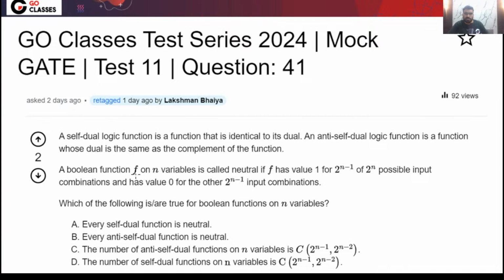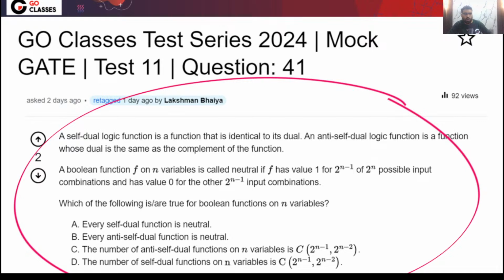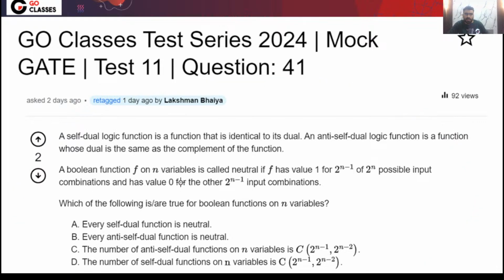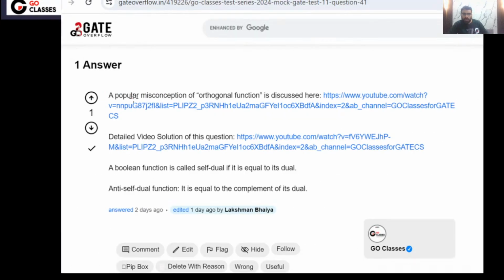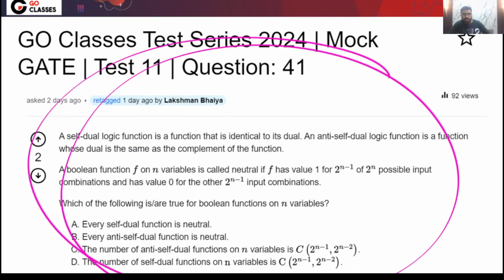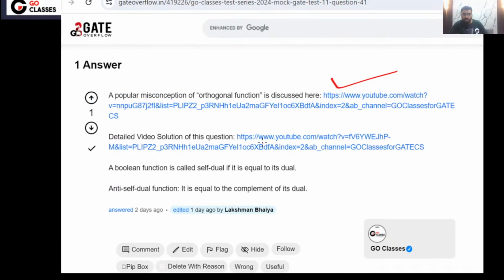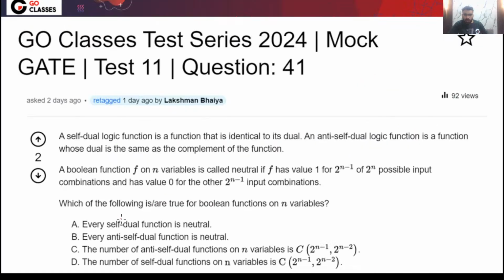Now let's solve this question. This is another good question in digital logic, from All India Mock Test 2. I have already provided the video solution for this question, so you can check it out. Just go to this question, and under it you will find the video solution already provided.